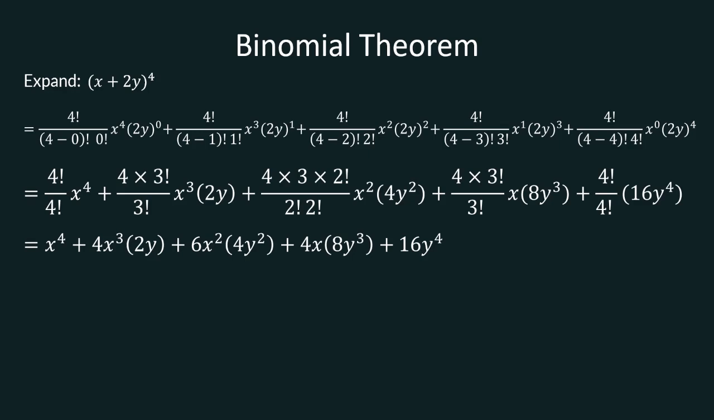We are left with x raised to the power 4 plus 4 times 2y, which gives us 4 times 2 gives us 8, which means our second term is 8x cubed y plus 6 times 4 gives us 24. And we are left with 24x squared y squared plus 4 times 8 gives us 32. So that gives us 32x y raised to the power 3 plus 16y raised to the power 4. I hope you got the answer correct. Let me know in the comments below.